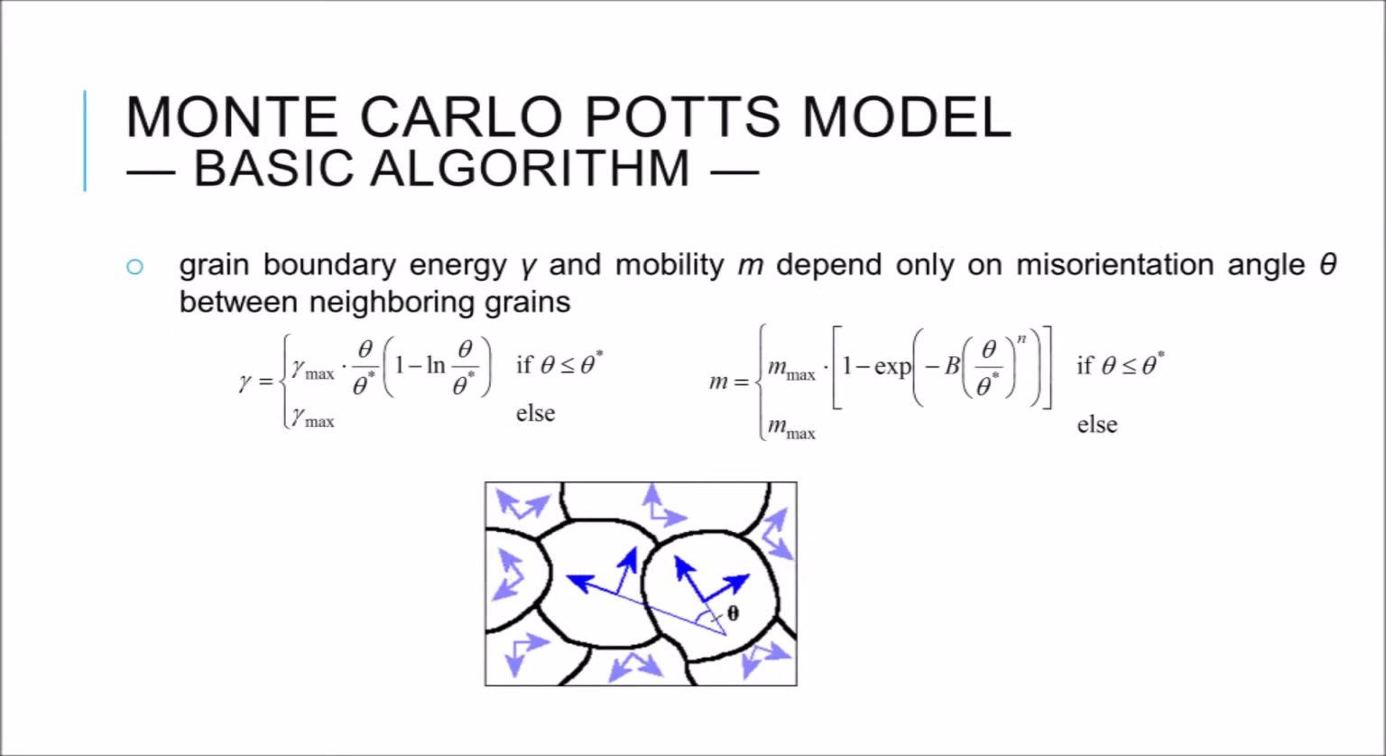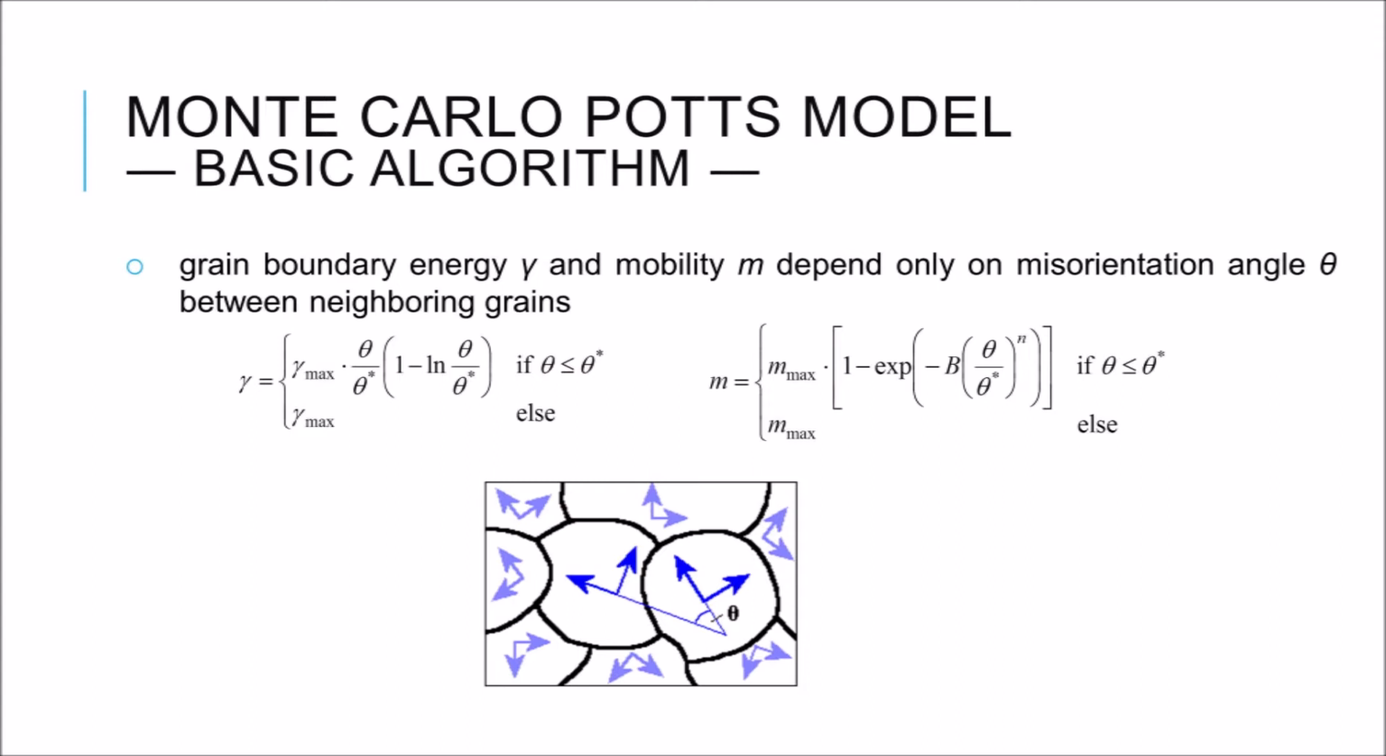For the basic algorithm, we need only two materials parameters. The grain boundary energy, gamma, per unit length in 2D or per unit area in 3D, and the grain boundary mobility, m. Both depend on the misorientation angle between two neighboring grains. So exactly what Potts put in was to use not these up and down spins, but this crystallographic misorientation that you can see here in this simplified scheme.